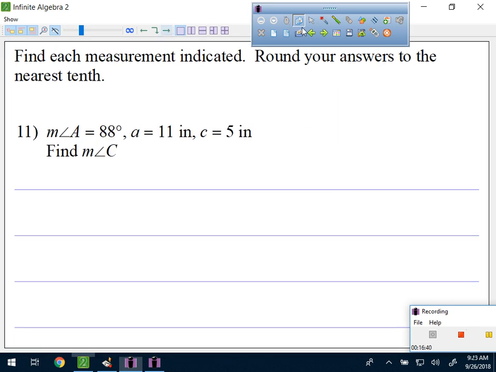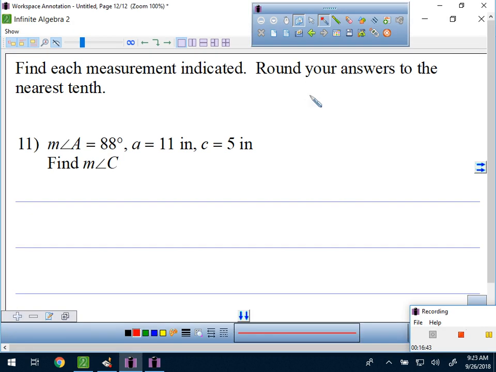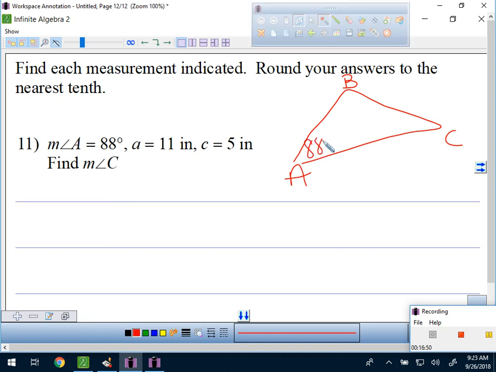Yep, it is. All right, again, can't assume it's a right triangle because it doesn't say anywhere in there about a right angle. So I'm just going to label it A, B, and C. So angle A is 88 degrees, side A is 11, and side C is 5. Thankfully, the angle it wants you to find is angle C. And so I'm going to set this up using law of sines.